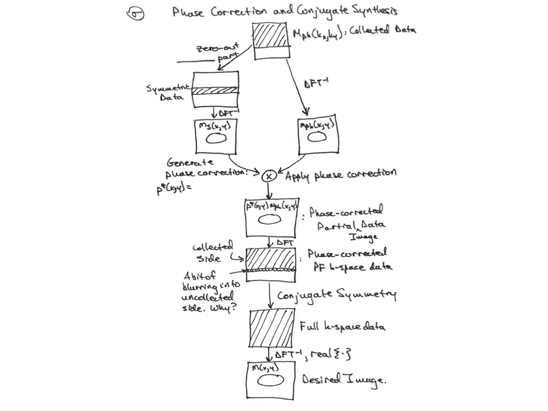Okay, so here's the overall flow graph for this. You take your original data, and we'll call this M sub pk, this partial K-space of kx, ky, that's your collected data. Here the shaded region is the collected data and the unshaded is the uncollected. You first zero out the asymmetric part, and then that leaves you just the symmetric K-space data. You take an inverse Fourier transform and you get the low resolution image that we're going to use to get the phase correction function. At the same time, you directly take the inverse discrete Fourier transform of the original collected data. So this corresponds to a zero-filled reconstruction of the data.